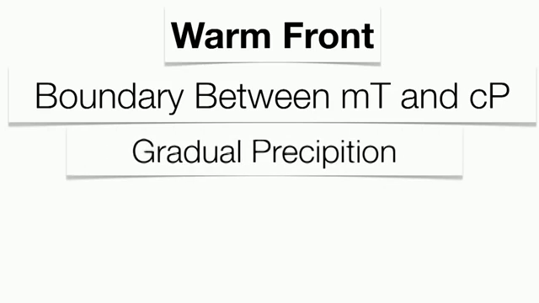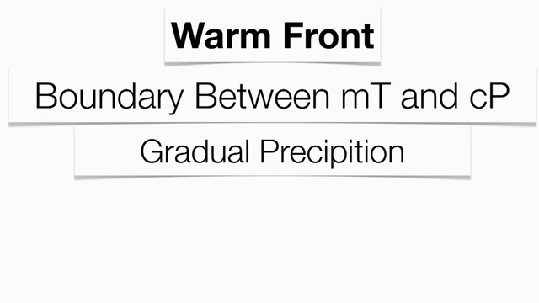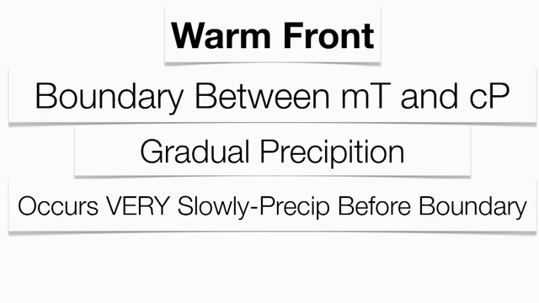Warm fronts are the exact opposite. Here's where a warm air mass is trying to overtake a cold air mass. You tend to get gradual precipitation, usually over a couple of days. So if you're going to get a warm front on Wednesday, you're going to get precipitation probably Monday night into Tuesday. Very gradual precipitation because the warm air lifting is not as violent.